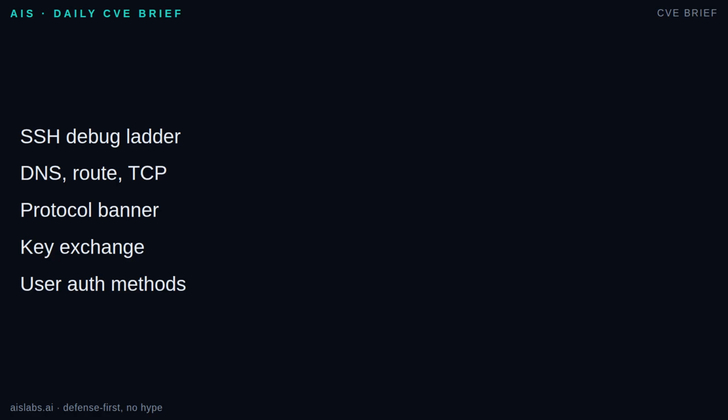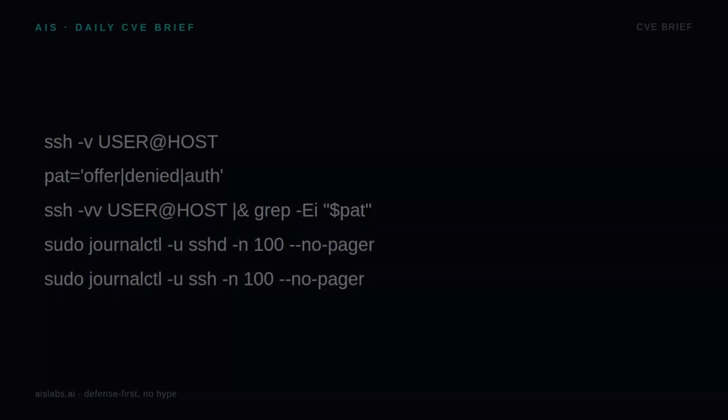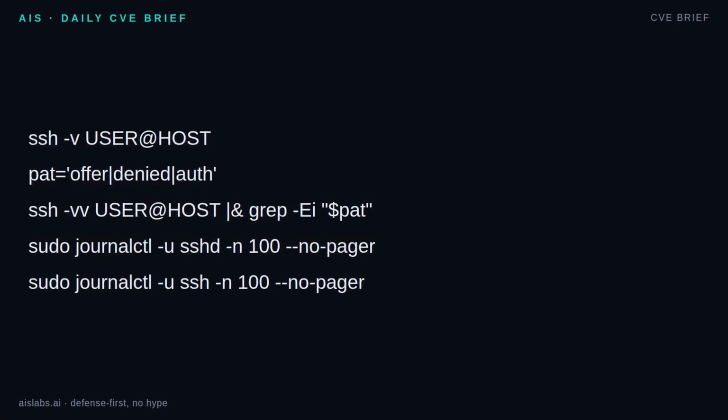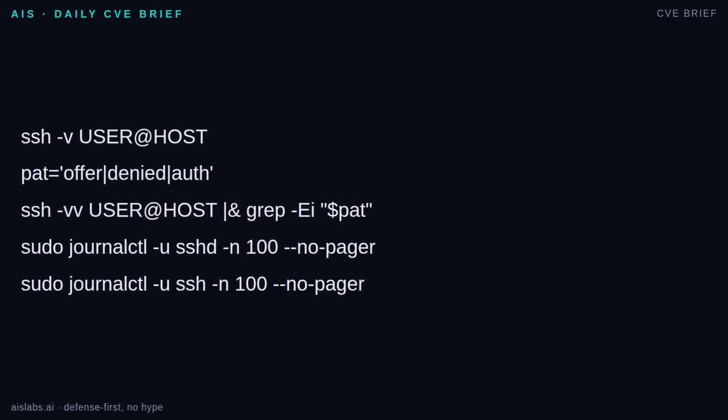Verbose output is useful because it prints these stages in order. With -v, you get the main story. With -vv, you get more detail about identity files, keys offered, methods remaining, and why the client moved to the next option. First line, run ssh -v against the real user and host.